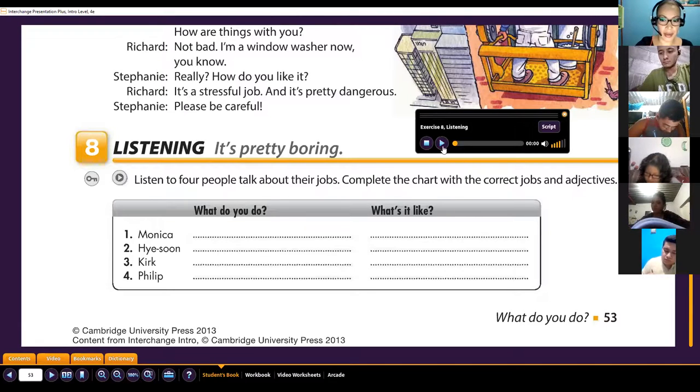Okay, let's listen again. Page 53, exercise 8, listening. Listen to four people talk about their jobs. Complete the chart with the correct jobs and adjectives.